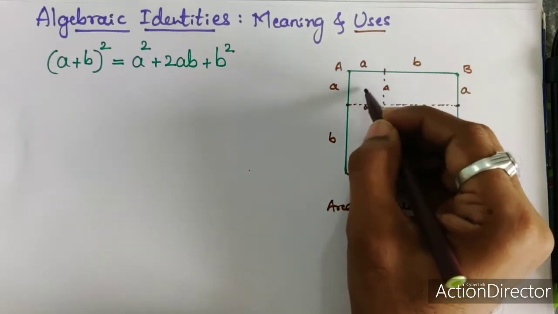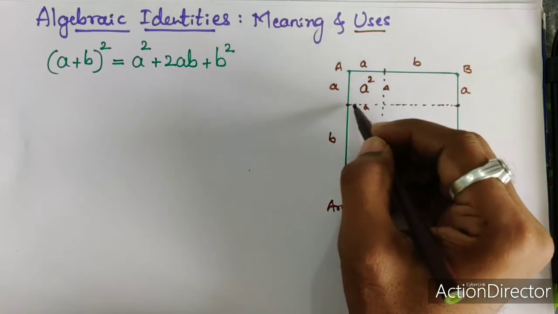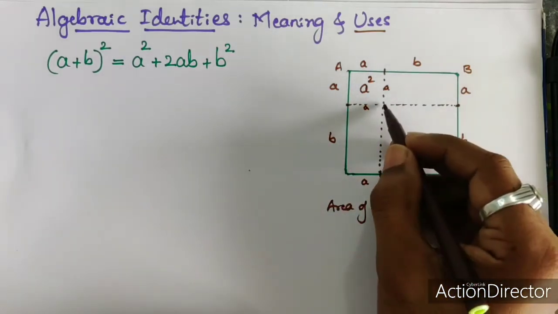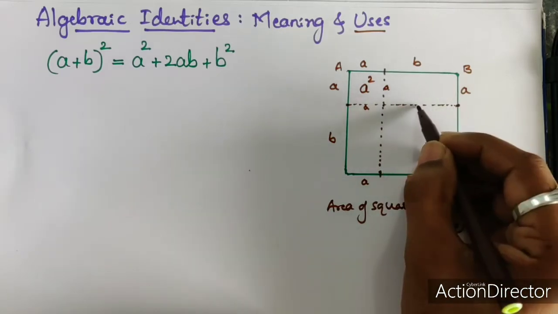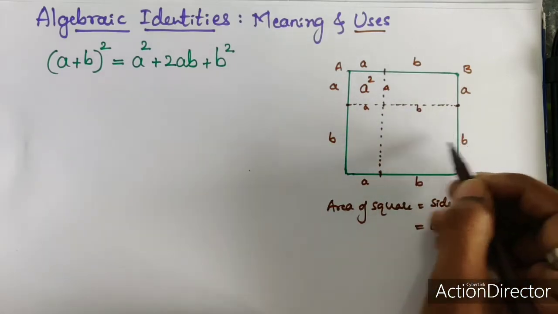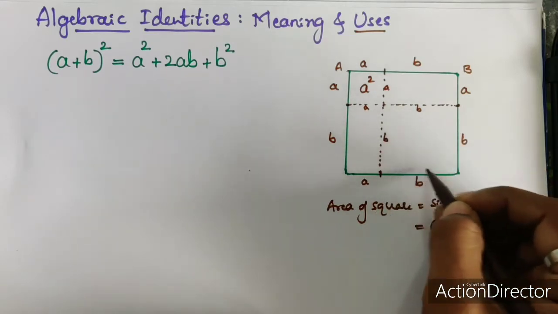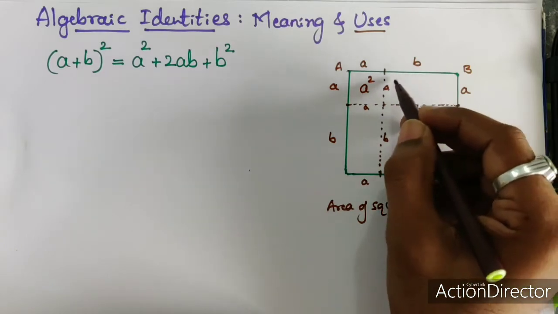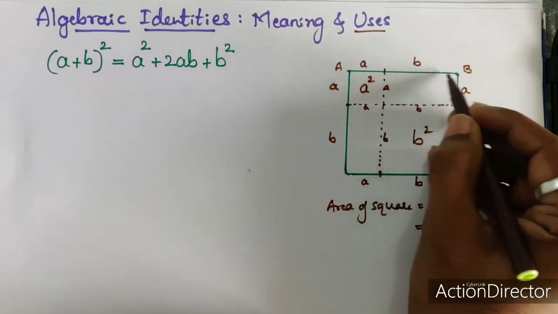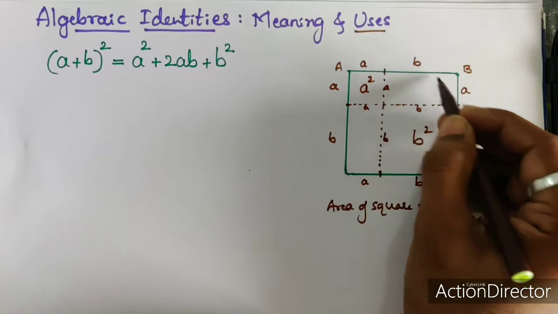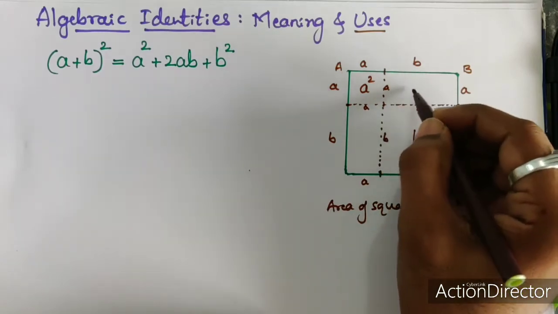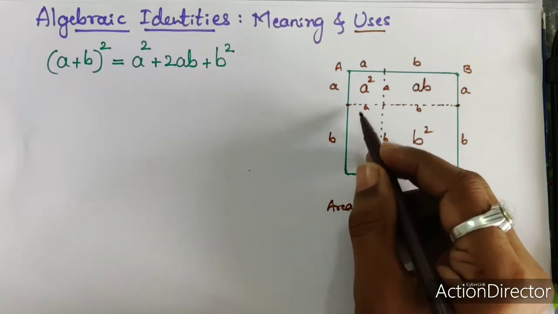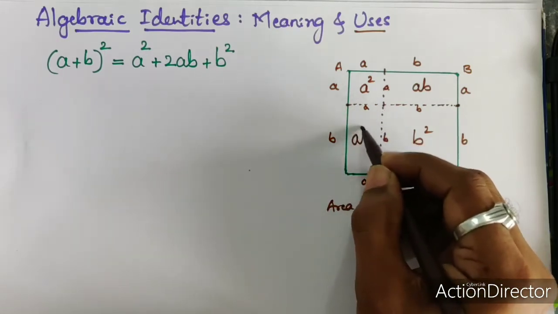What is the area of this piece? It is a square, because it is side into side. And here also, from here to here it is b, here also b, here b, this is also b. So this is another square, and the area of this is b square. Look at this portion. It has length b and breadth a, so this is a rectangle and its area should be a into b. And here also a similar area is there, a into b.